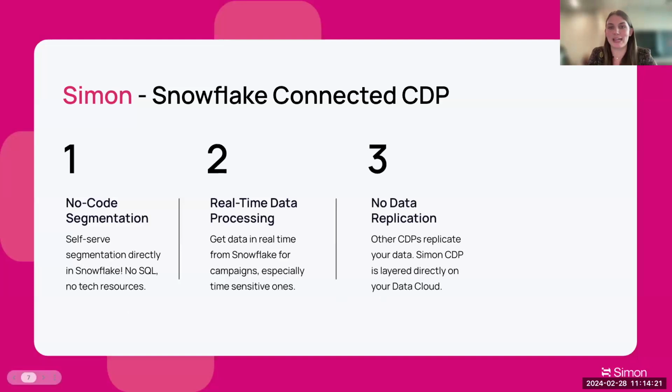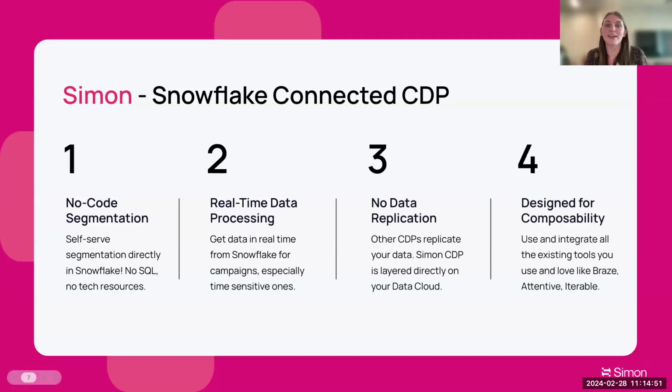Next is no data replication. So the data remains your single source of truth, in this case, in Snowflake, until it's ready for activation. Other CDPs require data replication if they're not connected, which means now you have a second source of truth. Another added benefit of having your single source of truth remain within Snowflake is that you also inherit Snowflake security and governance.